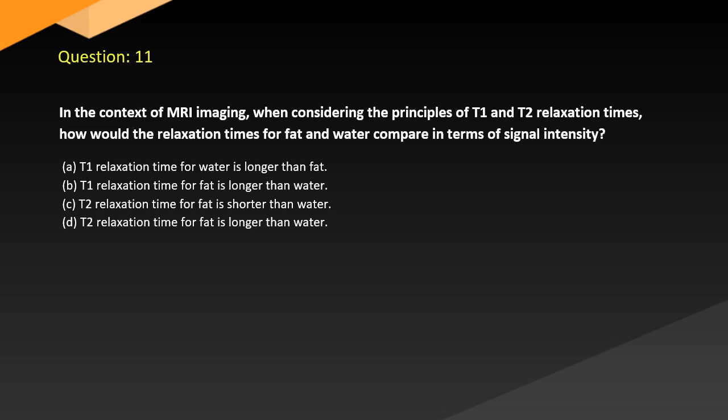Question 11. In the context of MRI imaging, when considering the principles of T1 and T2 relaxation times, how would the relaxation times for fat and water compare in terms of signal intensity? A. Relaxation time for water is longer than fat. B. Relaxation time for fat is longer than water. C. Relaxation time for fat is shorter than water. D. Relaxation time for fat is longer than water.